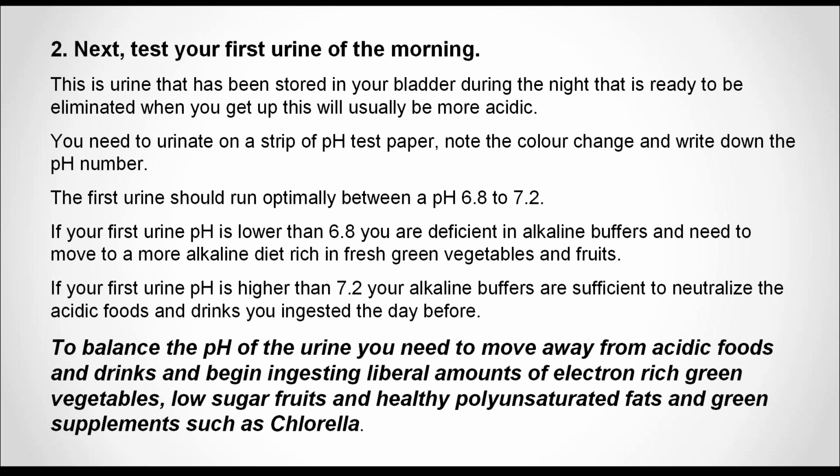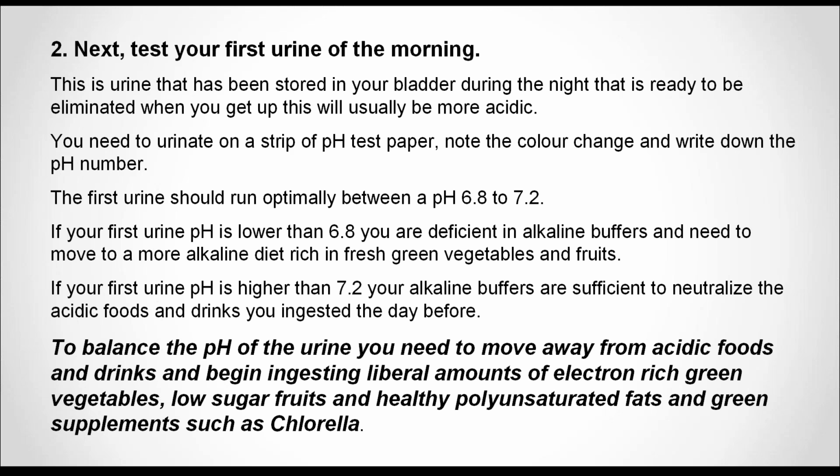Number 2, next, test your first urine in the morning. This is the urine that has been stored in your bladder during the night and is ready to be eliminated when you get up. This will usually be more acidic because you are actually getting rid of acids stored up during the night. You need to urinate on a strip of pH test paper, note the colour change and write down the pH number. The first urine should run optimally between a pH of 6.8 to 7.2.